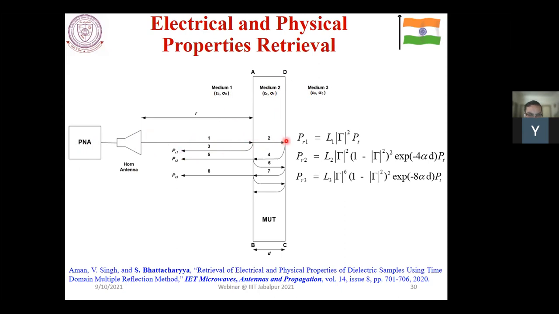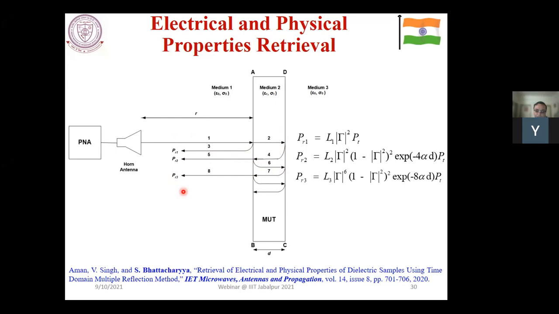Now whatever is transmitted through the material under test, the interface between medium two and medium three, and so on, again you are having the reflected powers received over here on this side. You can name them as PR1, PR2, or PR3.